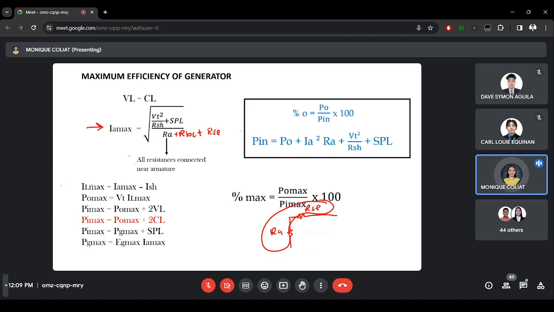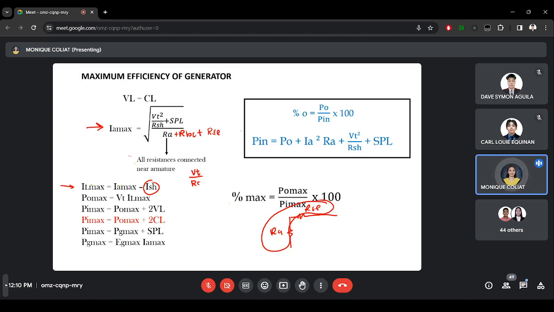Bakit po ganun? Sir, bakit hindi po tayo gumamit ng PIN ay PO plus VL plus CL, kapag sa normal na situation? VL is the variable loss and CL is the constant loss. But here, VL and CL are equal. That's why it's going to be 2VL or 2CL. So, kung ano man ang gusto nyo dyan gamitin, it's just the same. But, we always use 2CL.